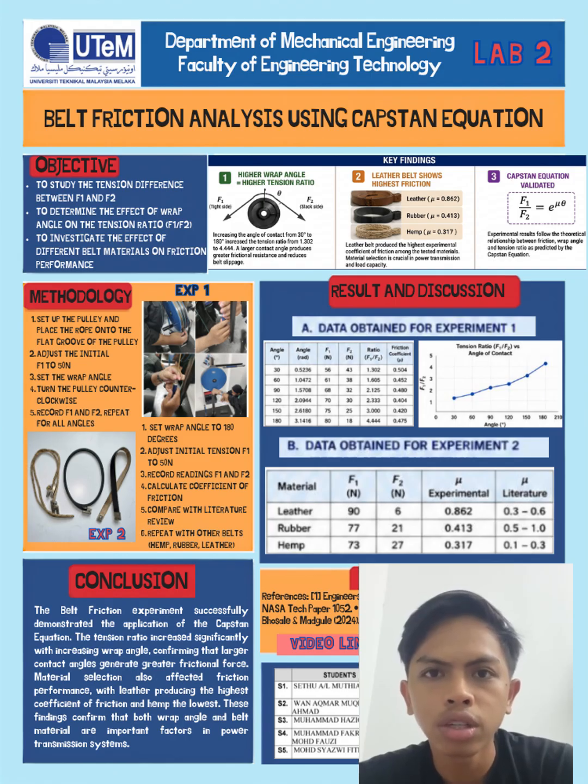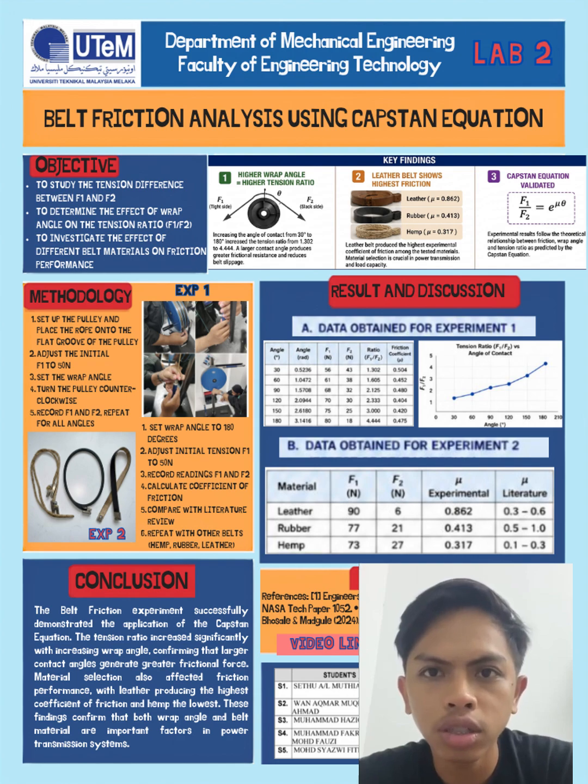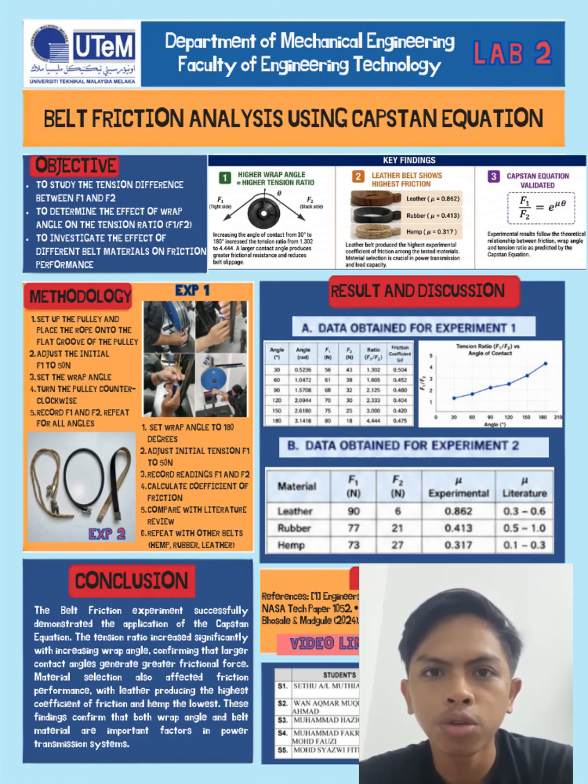We also found that leather produces the highest coefficient of friction, while hemp produces the lowest. According to the capstan equation, a higher coefficient of friction results in a larger tension ratio. Therefore, leather provides better grip and power transmission performance. Overall, the experiment successfully verified that both wrap angle and belt material significantly affect belt friction behavior and support the theoretical prediction of the capstan equation.